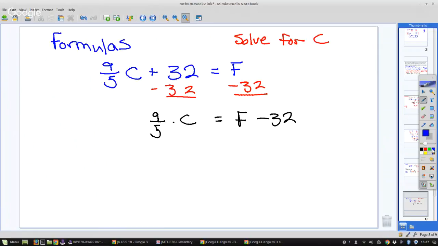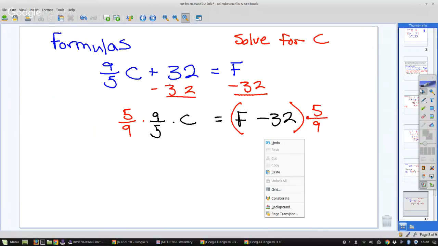Two ways to go from here. I could divide by 9/5, or I could multiply by the reciprocal. I'm going to choose to multiply by the reciprocal. The reciprocal is 5/9. Since the other side is complicated, I have to put it in parentheses and write it like this. It doesn't matter whether you multiply it on the left side or the right side, because you can multiply in any order you want. So on this side, the 5's cancel and the 9's cancel, and the only thing left is the C.